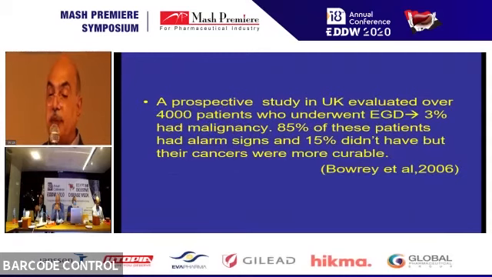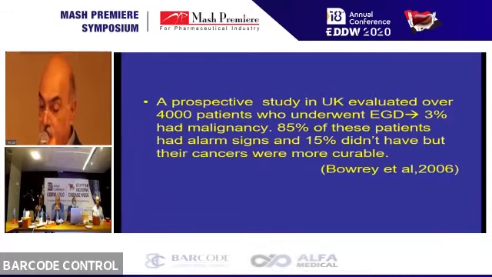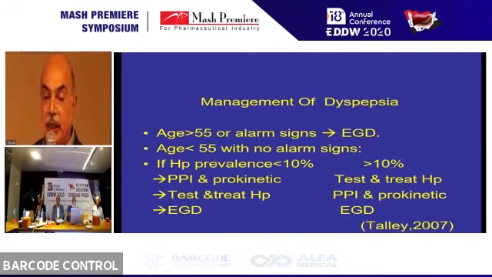A prospective study in the UK evaluated more than 4,000 patients who underwent endoscopy. They found that 3% had malignancy. 85% of these patients already had alarm signs and 15% didn't, but their cancers were more curable because they were diagnosed early. So, the protocol for management of dyspepsia postulated by Talley: if the patient is aged 55 or more or has alarm signs at any age, proceed with endoscopy.